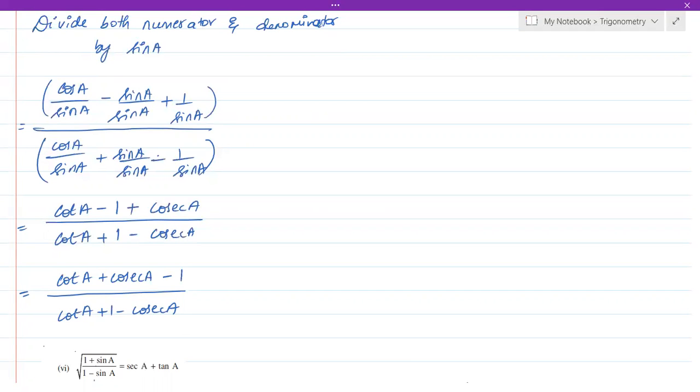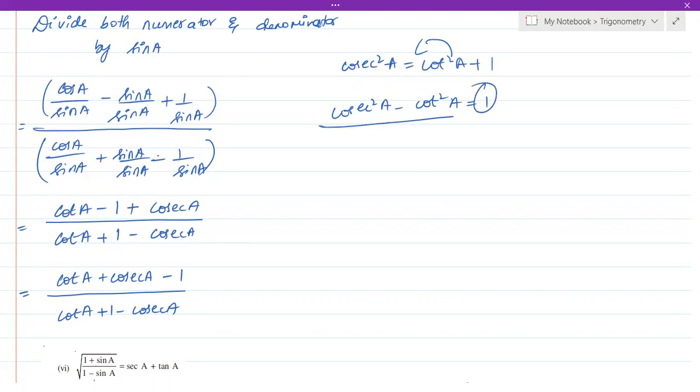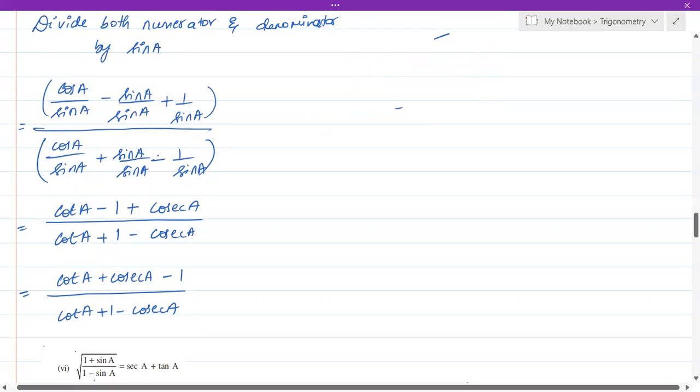Now here if you observe, in the question itself they had told you to use the identity cosecant square A is equal to cot square A plus 1. So get this cot square to the other side, it becomes cosecant square A minus cot square A is equal to 1. Which means in place of 1 we can write cosecant square A minus cot square A. That's what we are going to do in the next step.